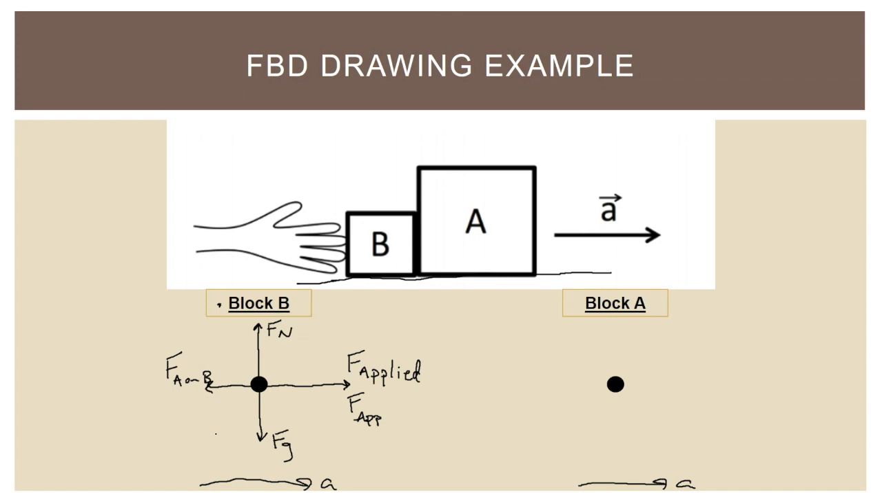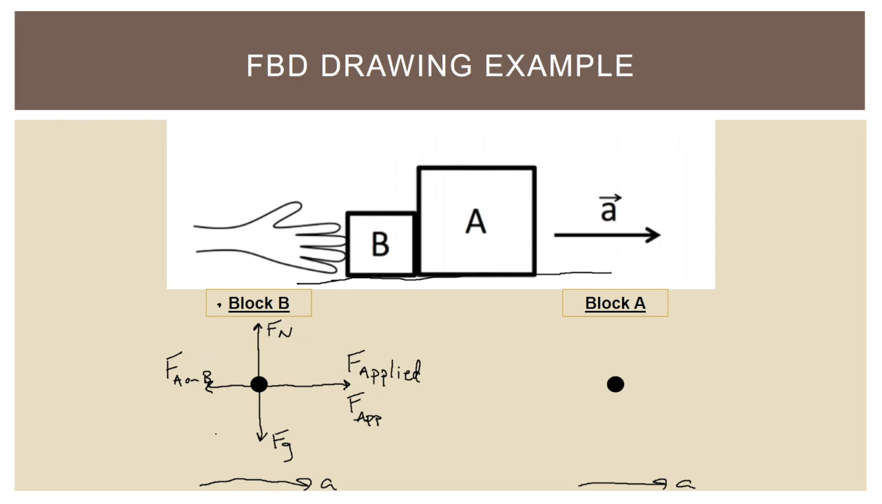So now that we've got the diagram for block B, the diagram for block A should be pretty straightforward. Of course, a good thing to think about before we do these, as we just mentioned before we did the diagram for block B, is how many interactions is block A experiencing? In other words, how many objects is block A interacting with?